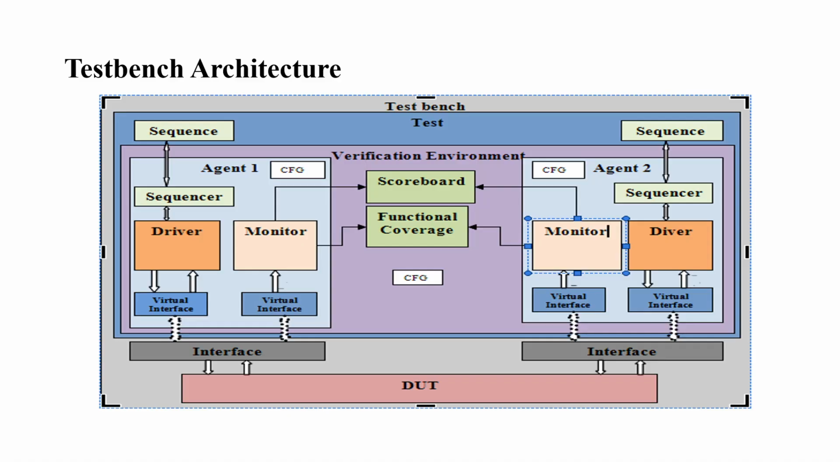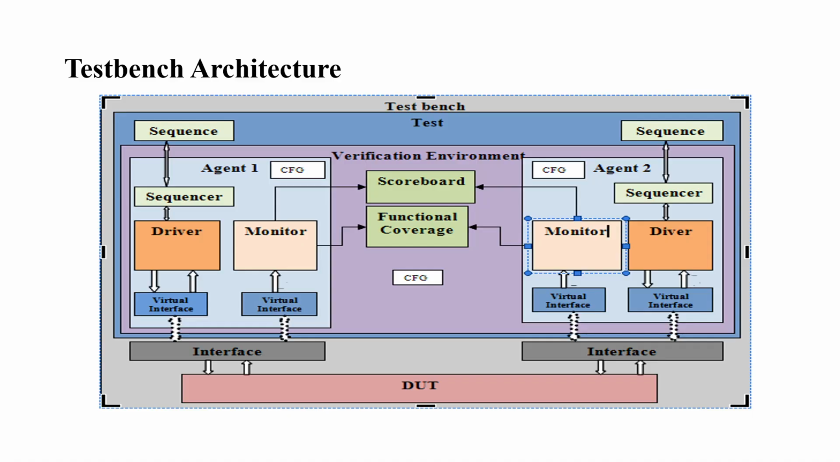After that I am going to create my agent. There are two types of agent: one is the active agent, another one is the passive agent. With the help of the active agent, we drive the input to the DUT. With the passive agent, we get the response from the DUT. In the passive agent, there is no sequencer and driver, because only the monitor is going to sample the output from the DUT. There is no need for the driver and sequencer. But in the active agent, all three components should be present. This is the importance of the agent.